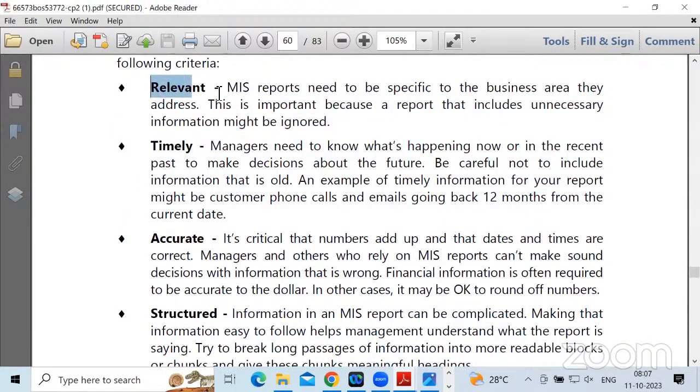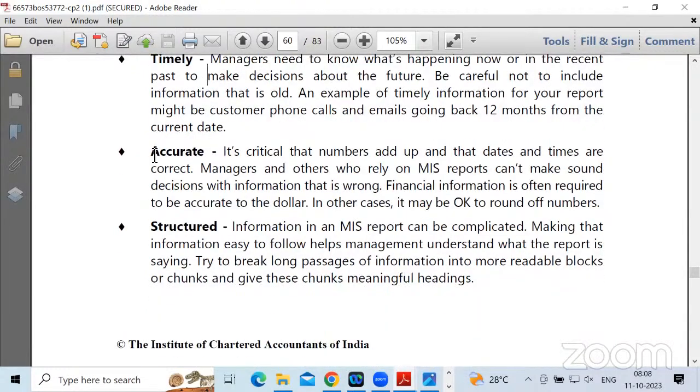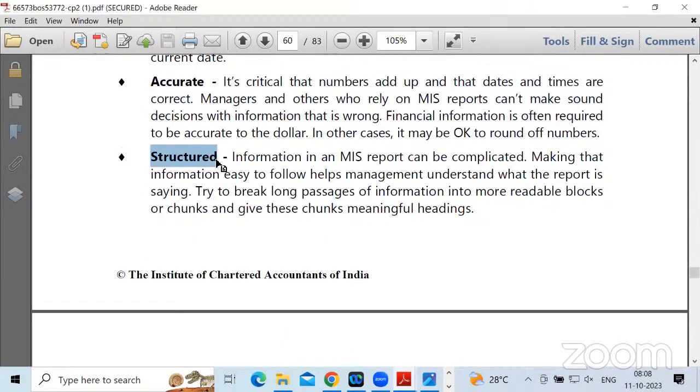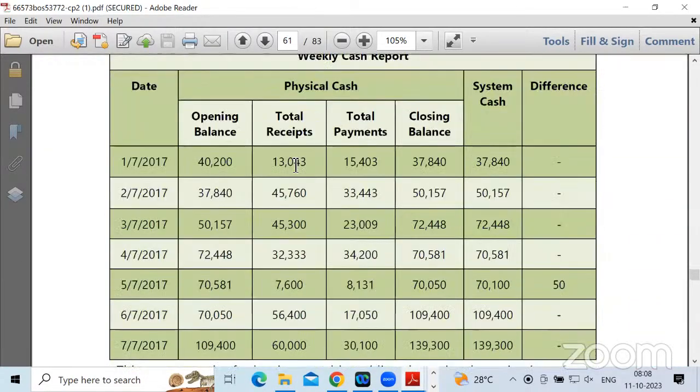So the information should be relevant. If you are asked about the sales, you should not give the details about the purchase. Timely: when the purchase or sales of this month is asked, you should not give the purchase or sales of the last month or three months before that. Accurate: whatever it is, you have to give an accurate figure. And it should be structured, in a systematic form. Let's say the items, stock item, stock code, these many products, this group of products, total products; you should be able to give it in a structured form.